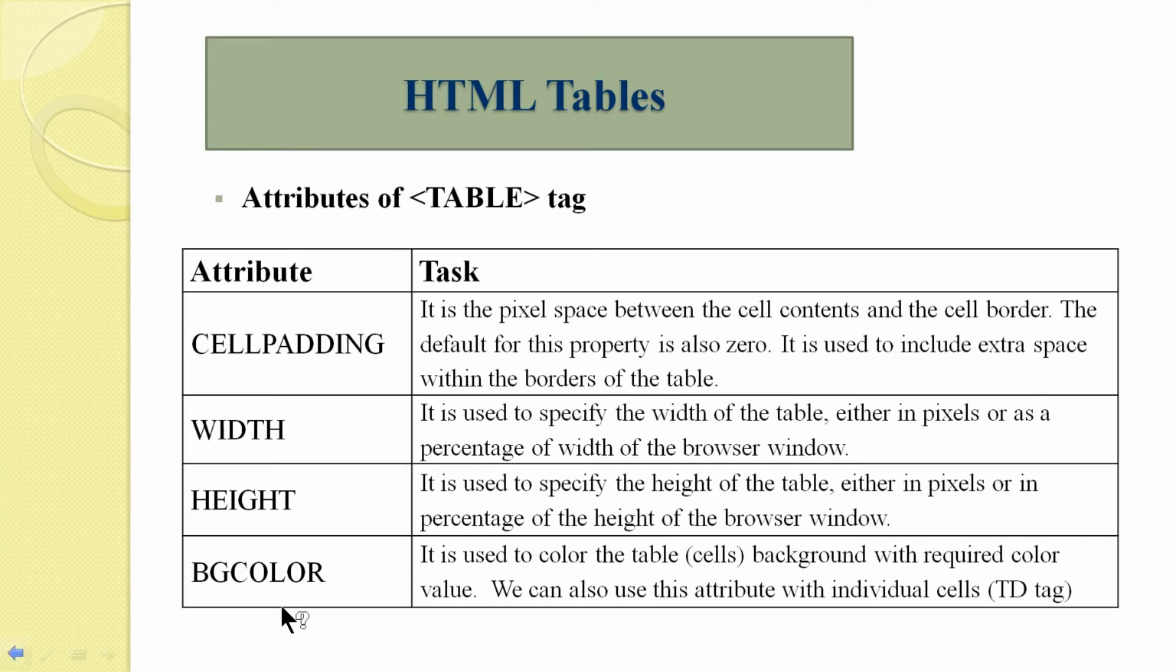The last attribute is BG color. BG color indicates the background color. This is mainly used to provide background color for a table. If we have to provide different background colors for different cells in a table, in that case this attribute has to be used in the TD tag.